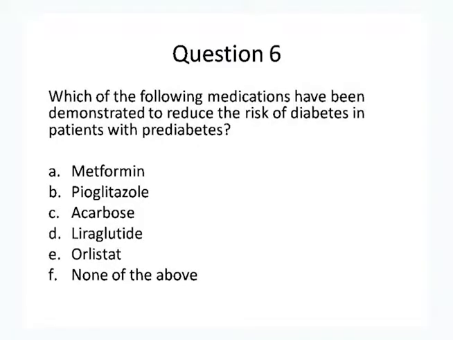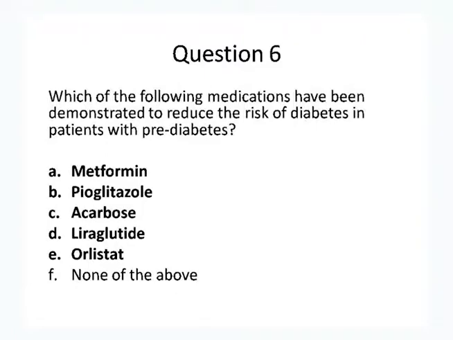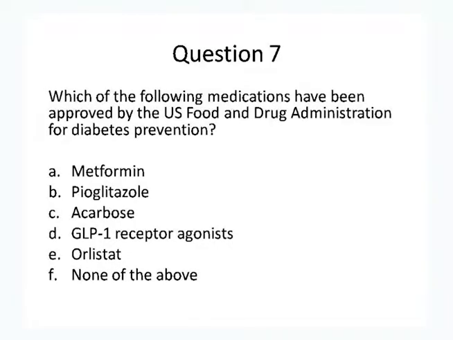75-gram abnormal result. Which of the following medications have been demonstrated to reduce the risk of diabetes? A, metformin, yes, pioglitazone, acarbose, liraglutide, orlistat, all of them. Yes, all of them. I'm just opening your mind to the different options that you have. All right, okay, time is up. Which of the following have been approved by the FDA for diabetes prevention? Okay, well, officially none have been endorsed, but we spoke about recommendations.